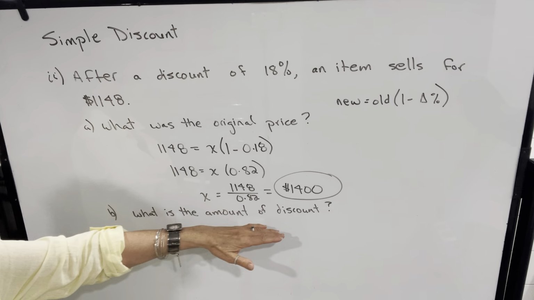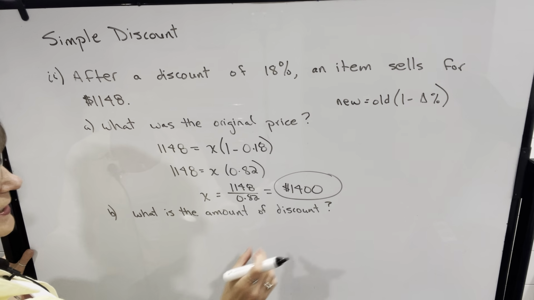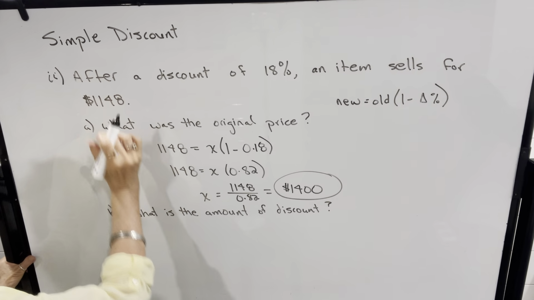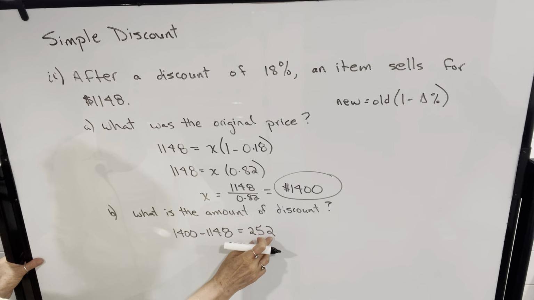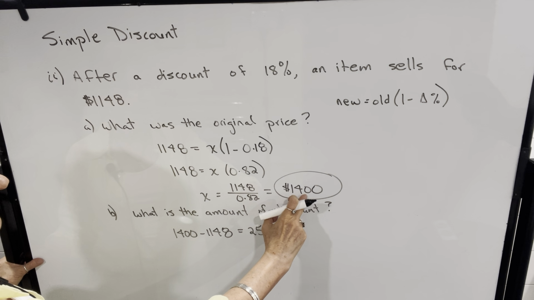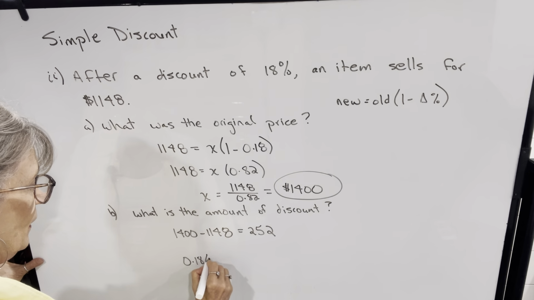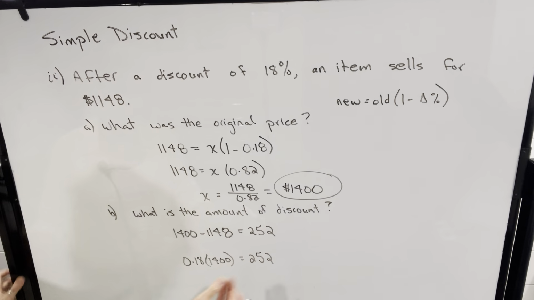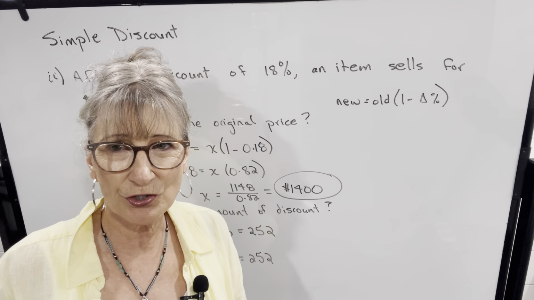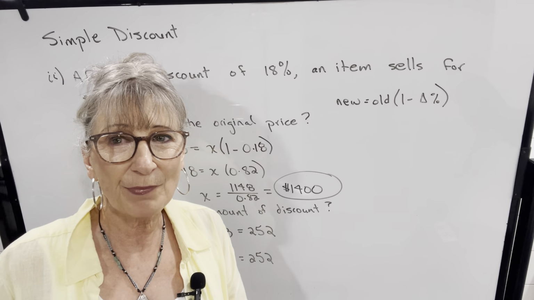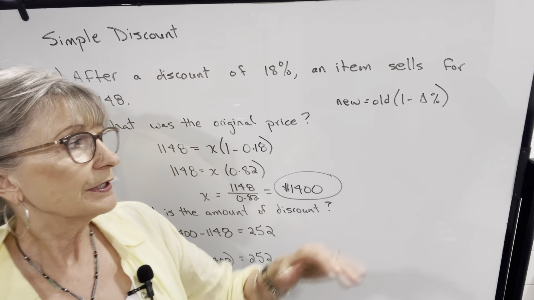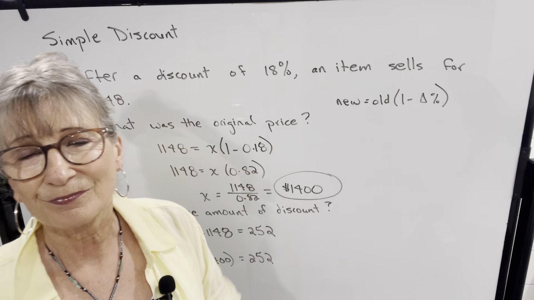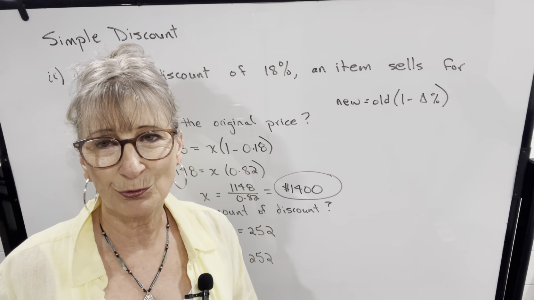In order to calculate the amount of discount, I can do it one of two ways. I can simply take the original price minus the sale price. And when I do that, I get $252. I could also find 18% of 1,400. So 18% of 1,400 would also give me 252. So either option is fine, whatever you find simplest. So when you're solving these discount questions, make sure you have a good understanding of the method or the math behind what we're doing, or a good understanding of the formula. Know how to find either the new value or the old value.